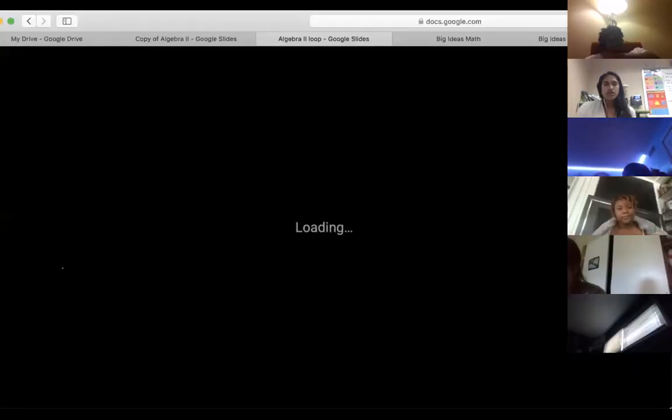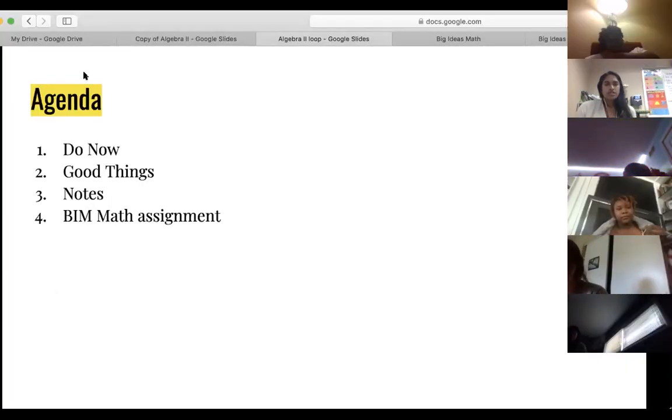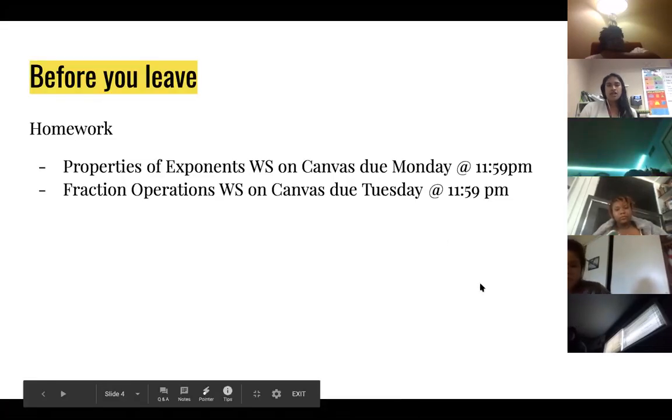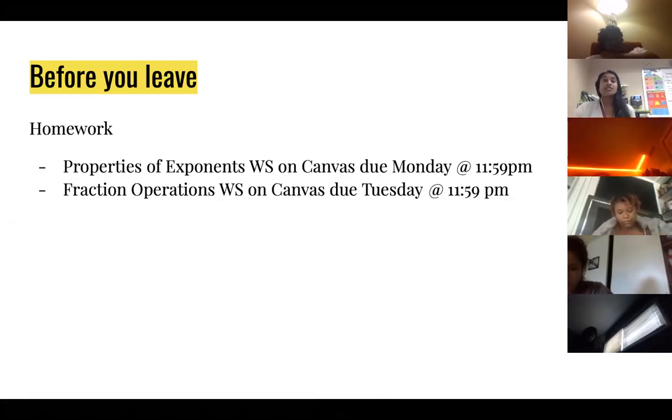Okay, so your homework for tonight, you've got Friday's still floating around. It's the properties of exponents worksheet, so that'll be due tonight at 11:59 p.m. And then you have the new fractions operations worksheet due tomorrow. Both of those are on Canvas. Any questions about homework?